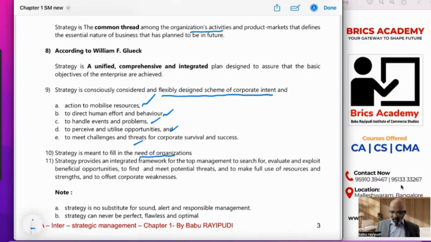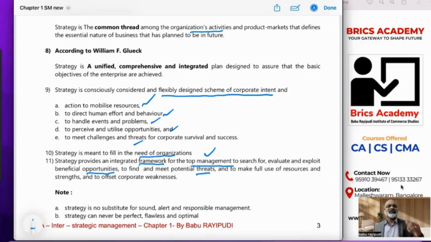11th point you see, strategy provides an integrated framework for the top management to evaluate and exploit. So first of all, this 11th point clearly says for the top management. Who's responsible for designing strategies? Top level managers. Everybody in the company may not be involved in designing strategies. Next one, strategy is about evaluating, exploiting opportunity. Better find out what opportunities you have, and how to grab them. And better find out threats.